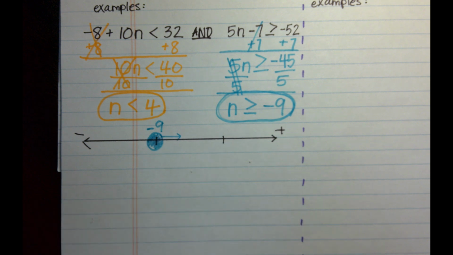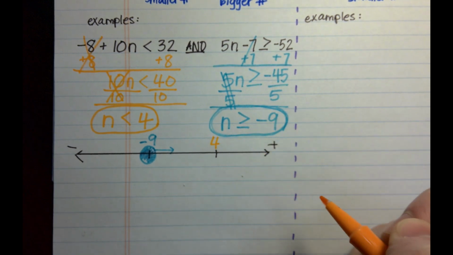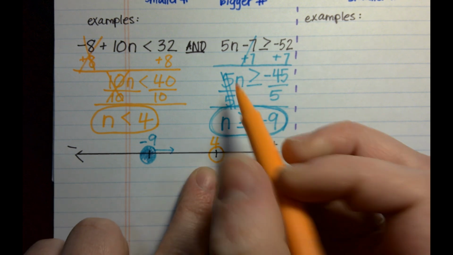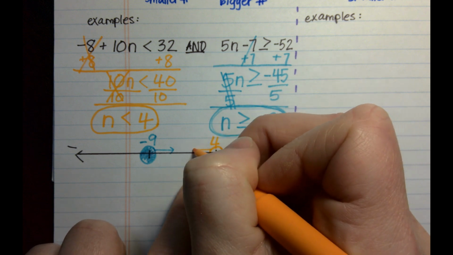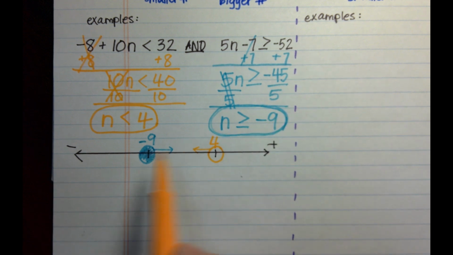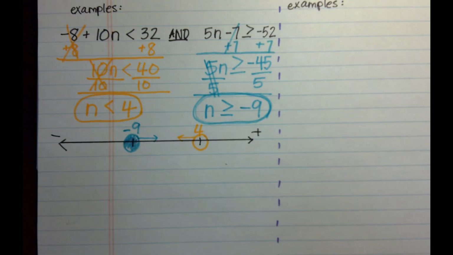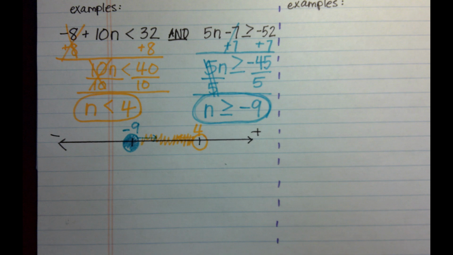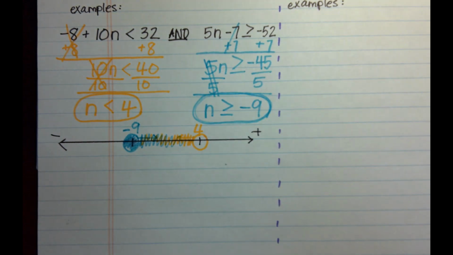So what goes on my next tick mark? 4. Good. And is that circle open or closed? Open. And what do you know? It's pointing to the left. It's less than, so it's going to go this way. And as you can see, since those arrows point to each other, this is what our graph's going to look like. We're shading in the middle. You don't have to use both colors. I'm just being goofy. So there's our answer.